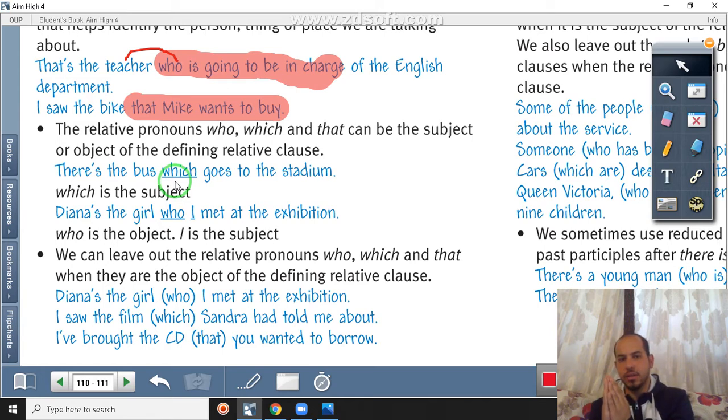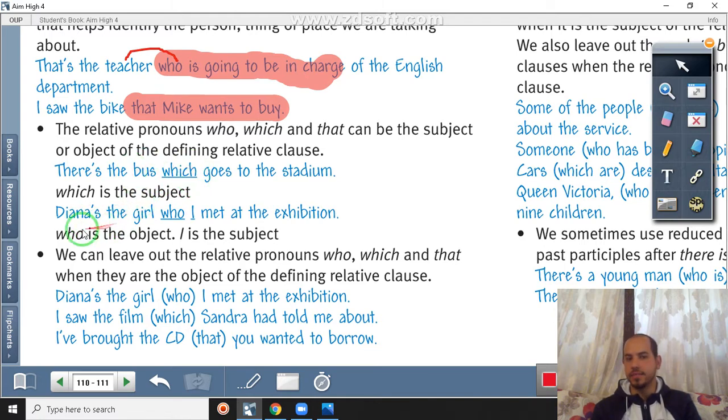Now the second point: the relative pronouns who, which, and that can be in some cases the subject, and in other cases they might be the object. Okay, let's study the following sentences. There is the bus which goes to the stadium. When you read the sentence, you can realize that which refers to the bus. The bus goes to the stadium. And you can understand from this sentence that the bus is the doer, the subject. So which refers to a subject.